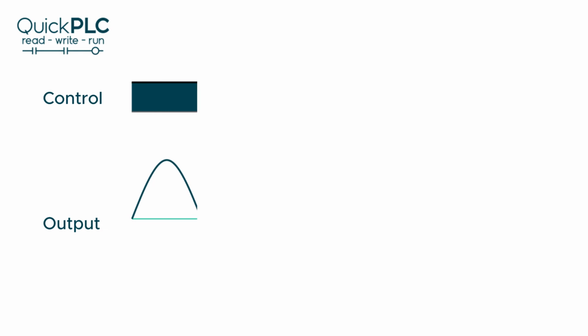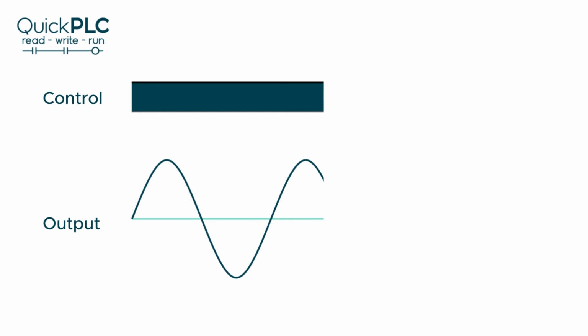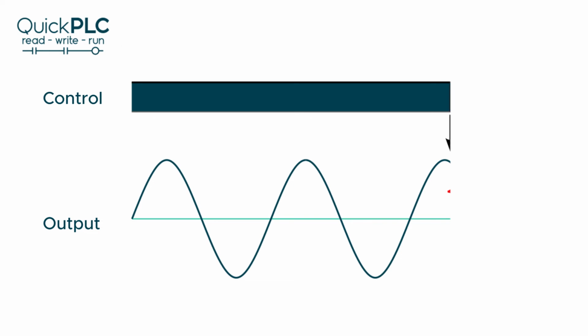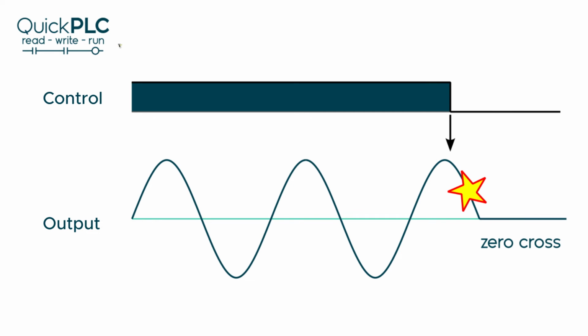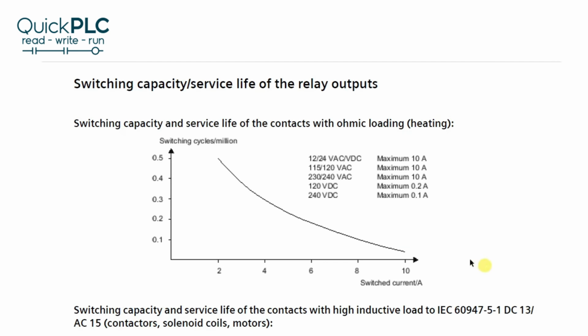Alternating current does a zero cross every 10 milliseconds on a 50 Hz supply and every 8.3 milliseconds on 60 Hz. This has the benefit that the arc will naturally extinguish on the next zero cross. DC switching is more destructive because there's no zero cross, the arc lasts longer, and so most relays are derated for DC switching.